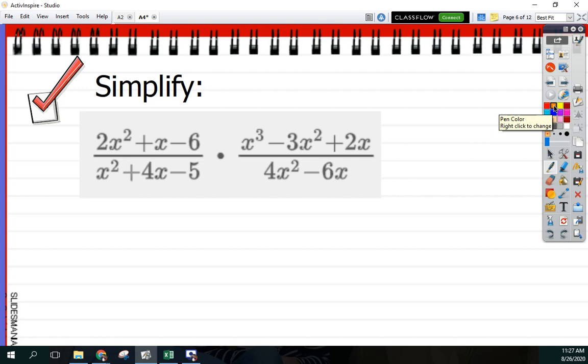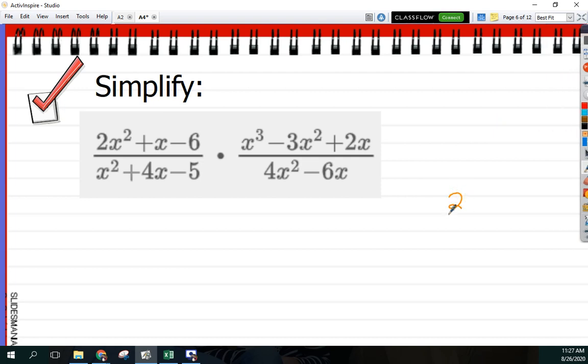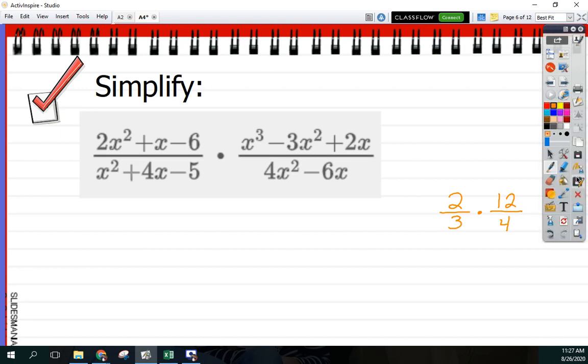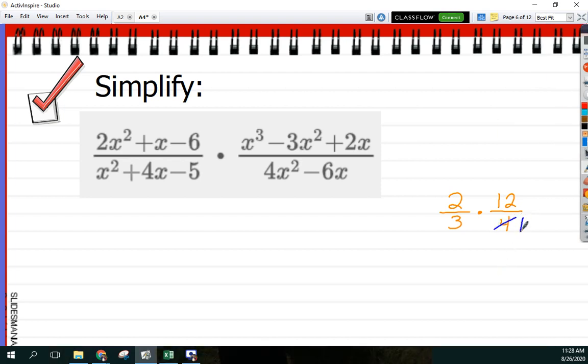So if I had something that looked like 2/3 times, let's say, 12/4. Obviously, our second one could be reduced automatically. So if we wanted to reduce that, 4 goes into itself one time, and 4 goes into 12 3 times. But hopefully we also remember, we can reduce things vertically like we've been doing in our previous examples.